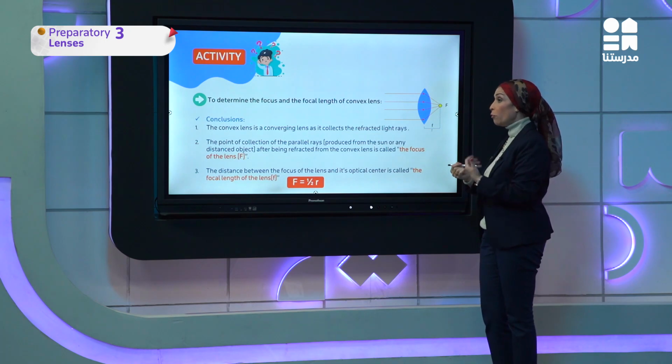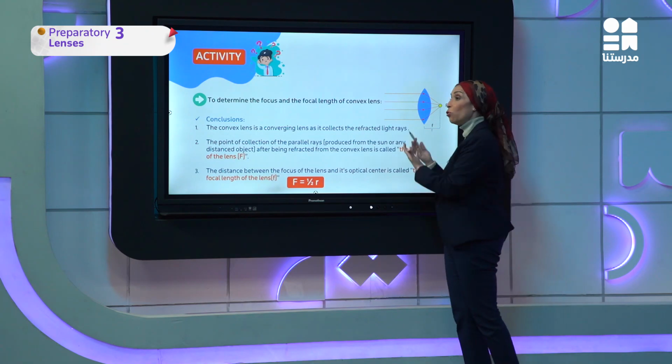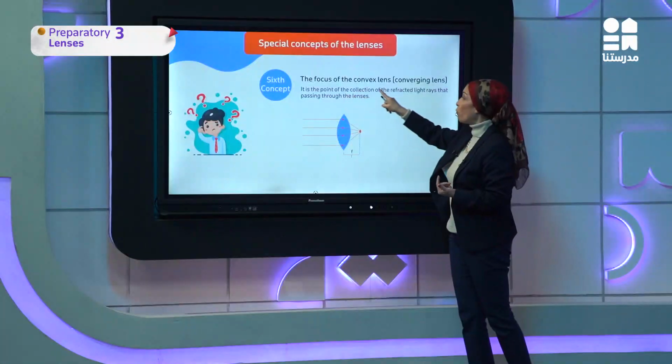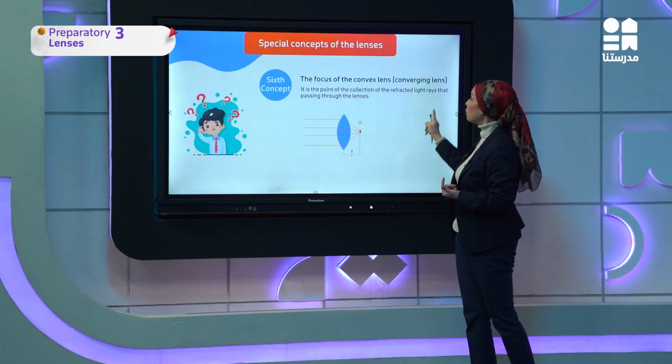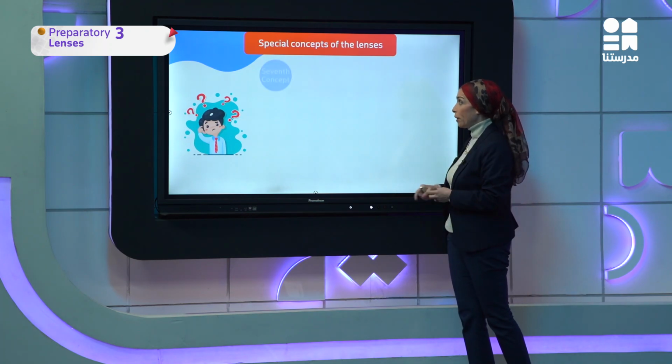Remember from the mirror, the relation between the focal length and the radius of curvature, we said that the focal length is half of the radius of curvature, or the radius of curvature is double the focal length. It's the same as we took before in the mirror. Here we reach a special concept, the last concept here from the concepts of definitions of lenses, which is the focus: the point of collection of the refracted light rays after passing through the lens.